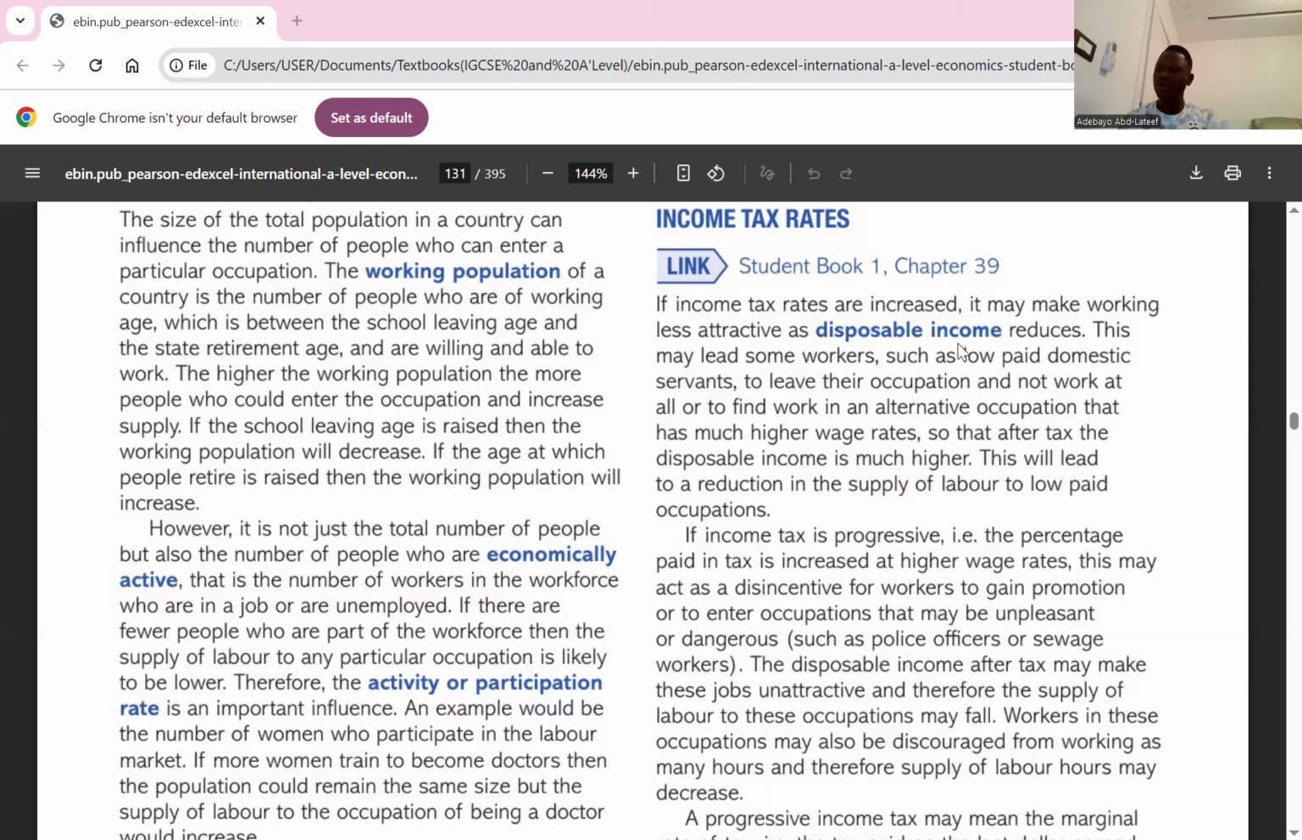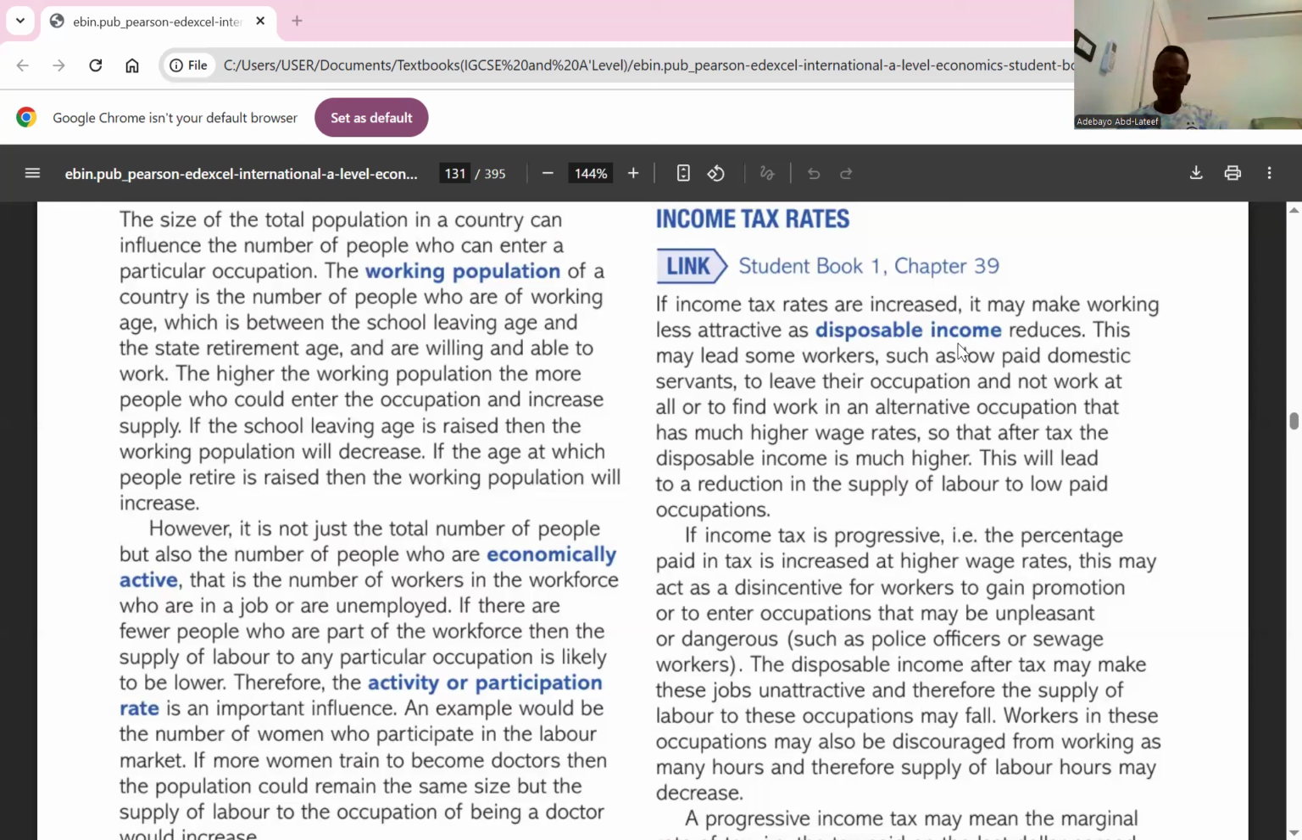Okay, so that will shift it leftward. So both progressive tax will shift the supply curve leftward. I think it's clear.